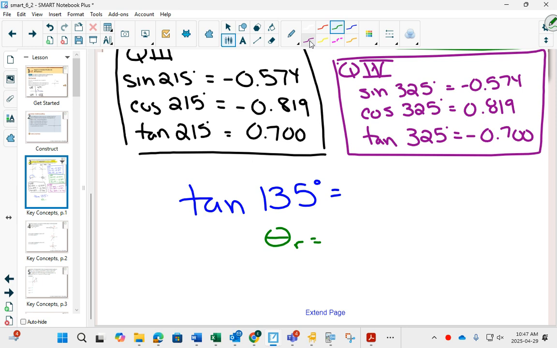The reference angle is 45 degrees. Nice. So now how can we use that to help us figure out tan of 135 degrees?